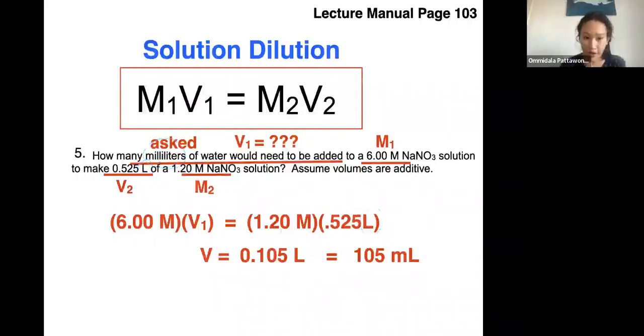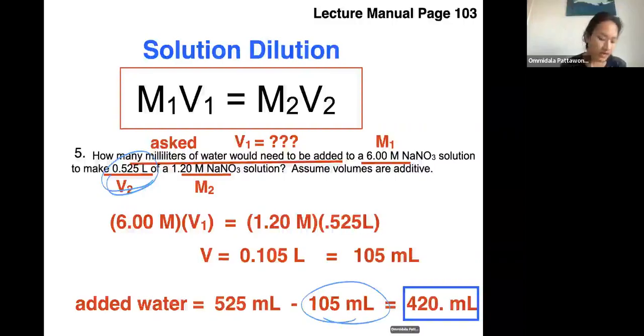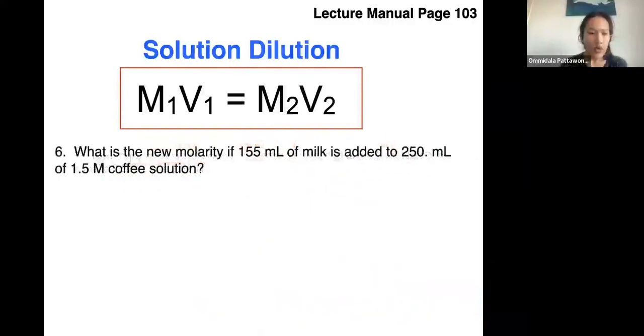This answer is not your final answer, because the problem is asking for how much water needs to be added. So what you need to do is calculate the added water by subtracting 105 milliliters, which is the initial volume, from 525 milliliters, which is the final volume. The difference of that is going to be the amount of water that you need to add to the initial solution. All right, so the last example is number 6.